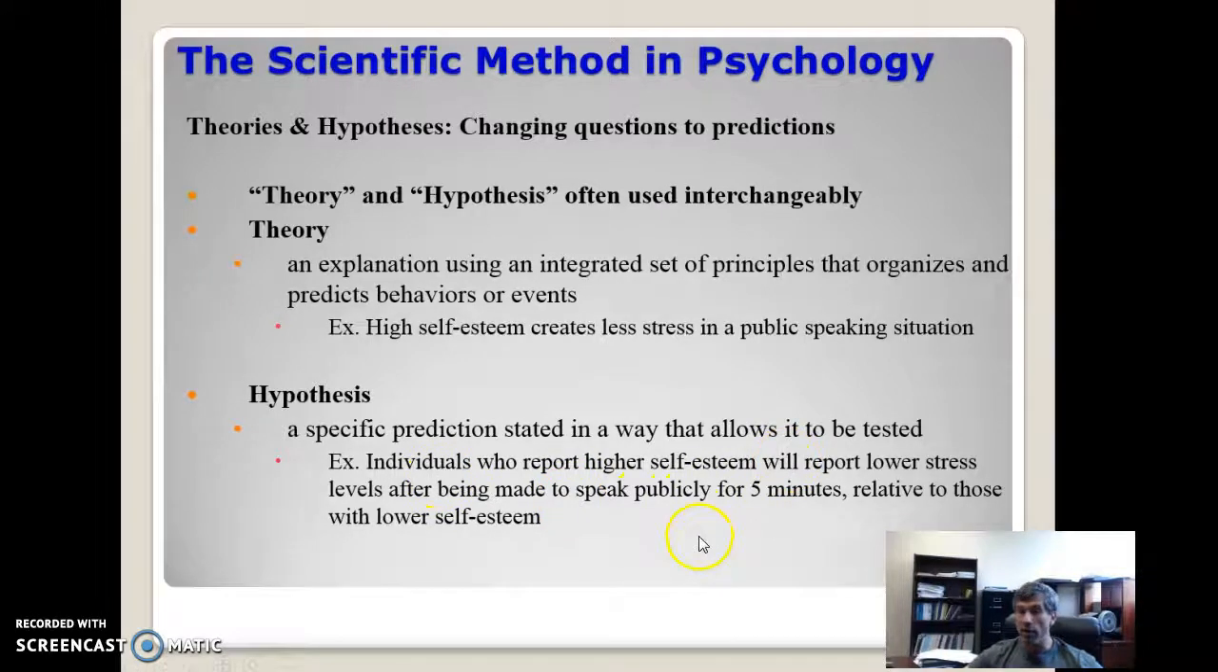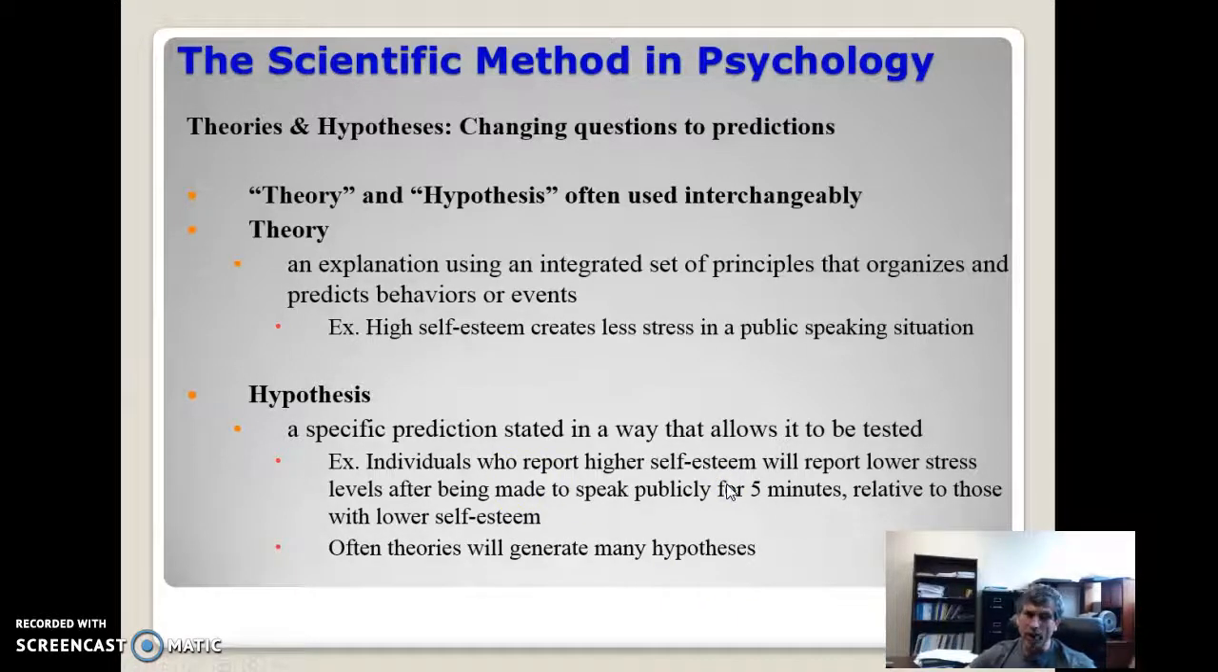Individuals who report higher self-esteem, see how we're hinting at how we're going to measure it? They're going to report, there's that hint of how we'll measure it again, lower stress levels after being made to speak publicly for 5 minutes relative to those with lower self-esteem. So what is this saying? This is the same idea as the theory, but it's now expressed in a more specific way that gives us a hint as to how we're actually going to assess it.